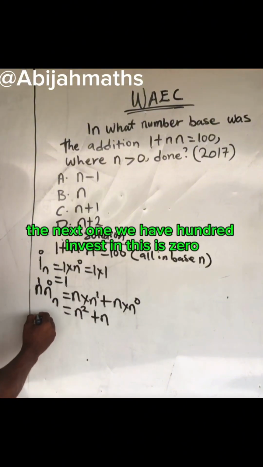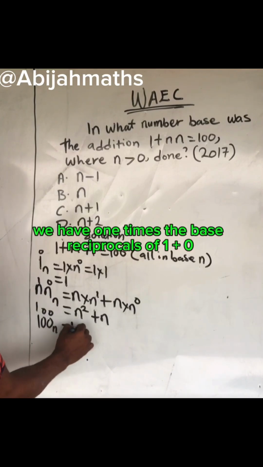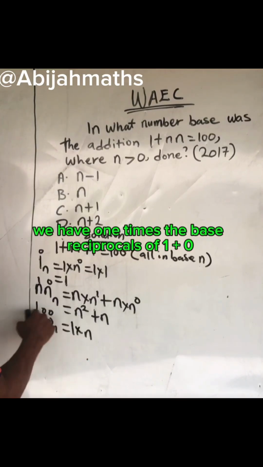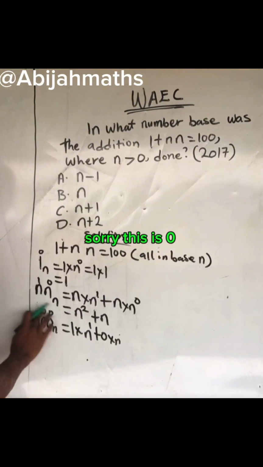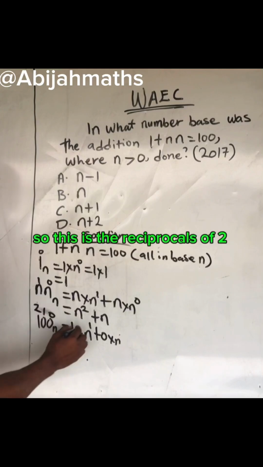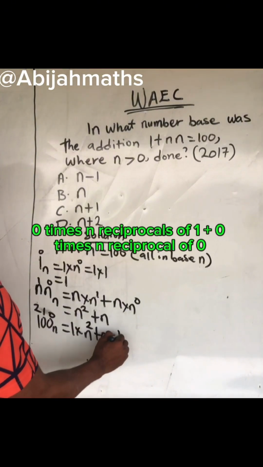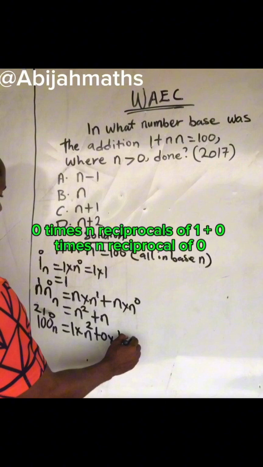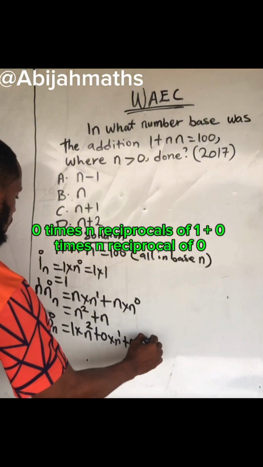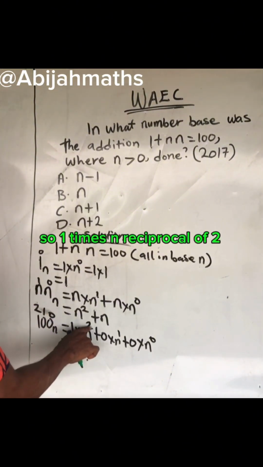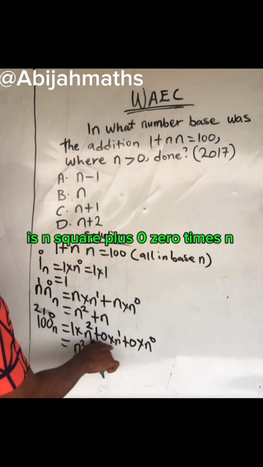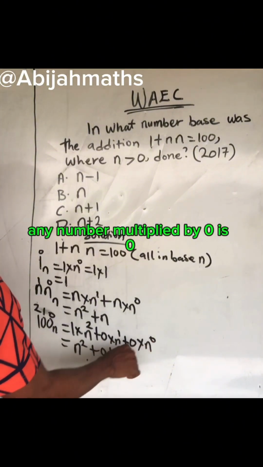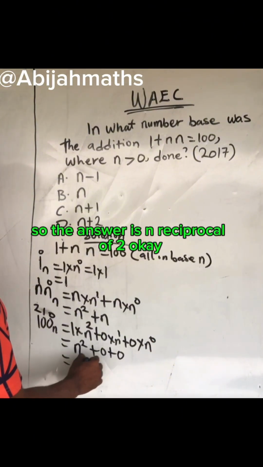The next one we have is 100 in base n. This is 0, 0, and 1, so the positions are 0, 1, 2. So we have 1 times n raised to the power of 2 plus 0 times n raised to the power of 1 plus 0 times n raised to the power of 0. So 1 times n raised to the power of 2 is n squared, plus 0 times n, any number multiplied by 0 is 0, plus 0. So the answer is n raised to the power of 2.